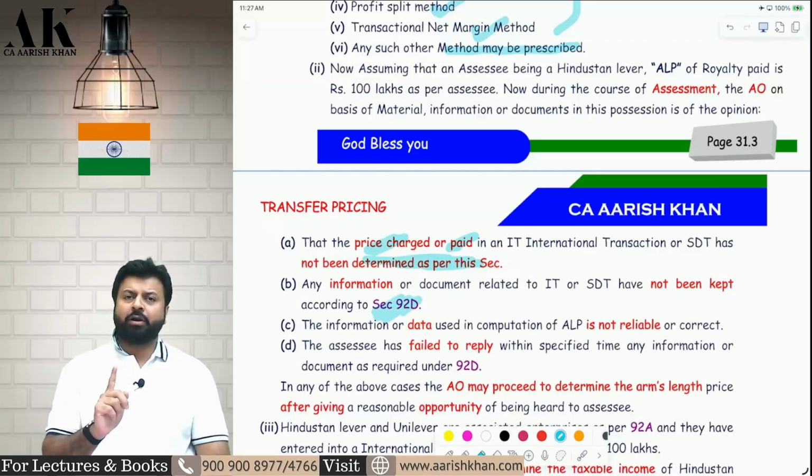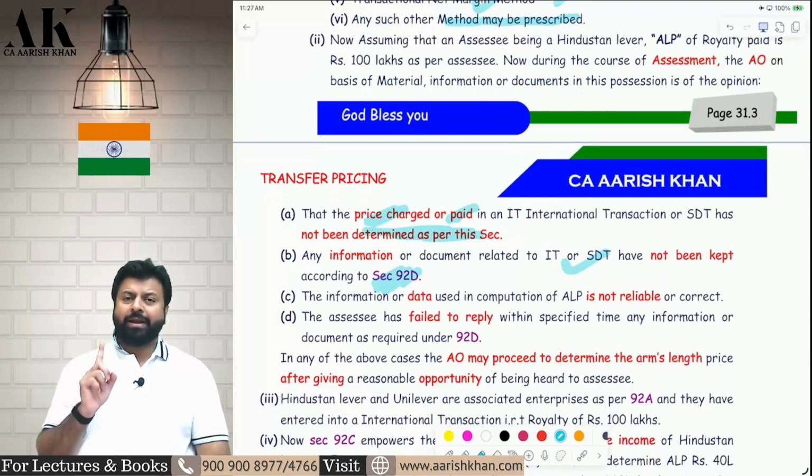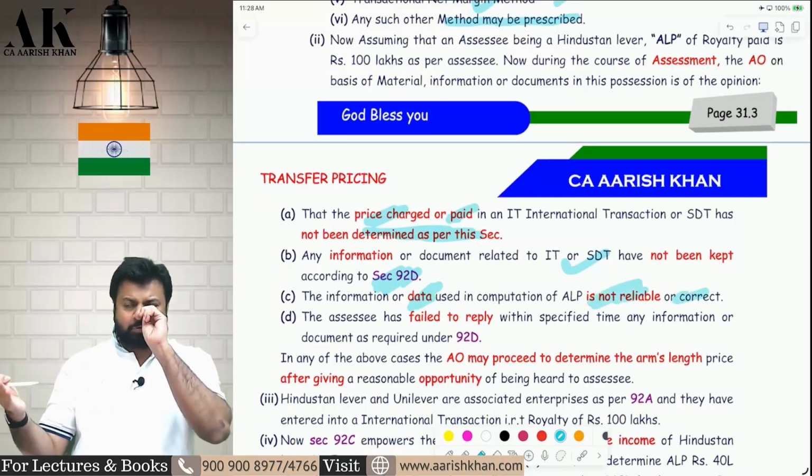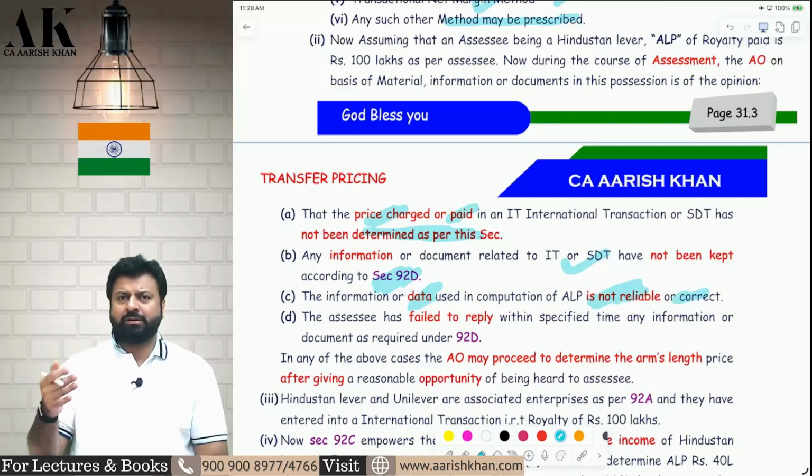If you don't maintain proper documents and information as per 92D, then the AO will determine your arm's length price. Third, for determining arm's length price, you should use data which is very reliable and correct. You should not use non-reliable or incorrect data. I always say that. You should not take the data from Google or ChatGPT, etc. You should take data from registered entities.